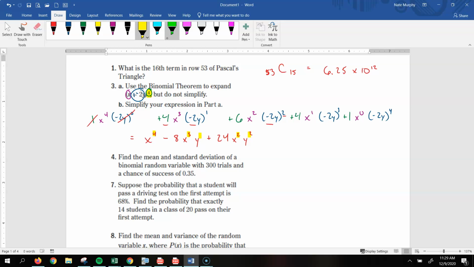Since there's nothing listed there, it has an exponent of 1. So 3 and 1 makes 4. The one that we just did, 2 and 2 makes 4. So you just want to make sure that you're repeating that pattern.